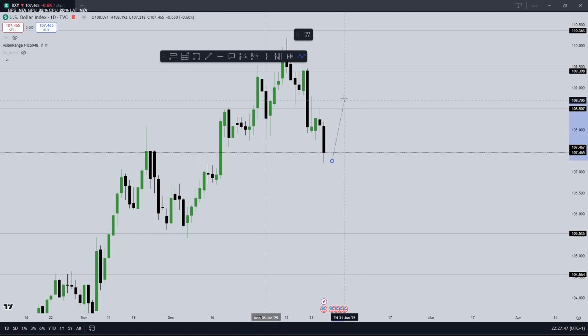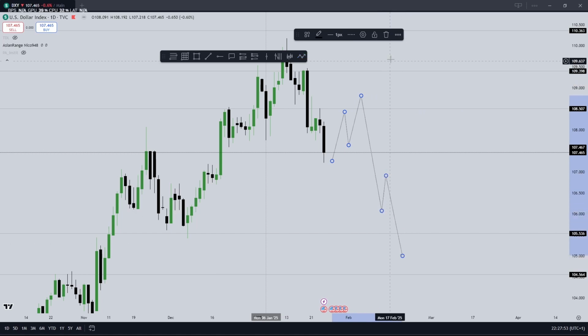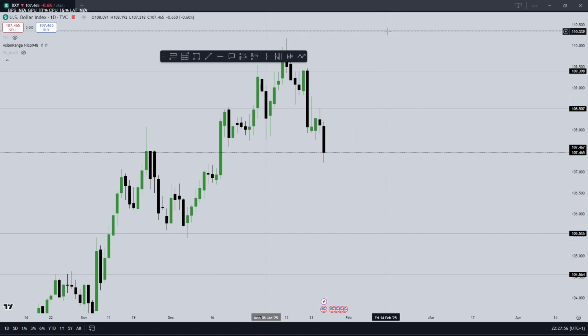Now, what I think is most possible is Monday and Tuesday going higher, reaching up, sweeping buy side liquidity, and then reaching out all throughout the week. This is what I think is most probable. But stick to your own predictions.